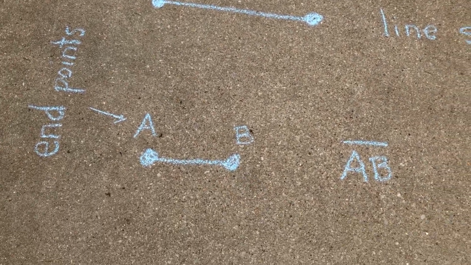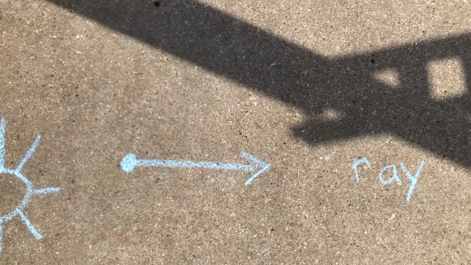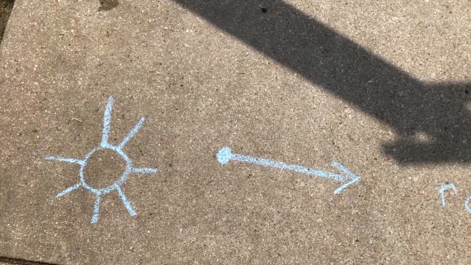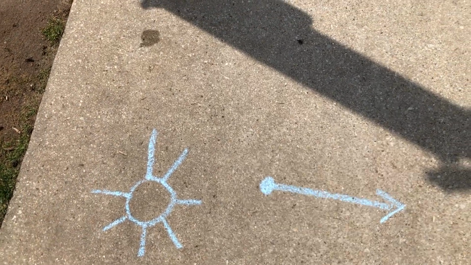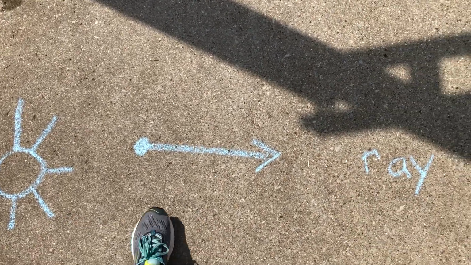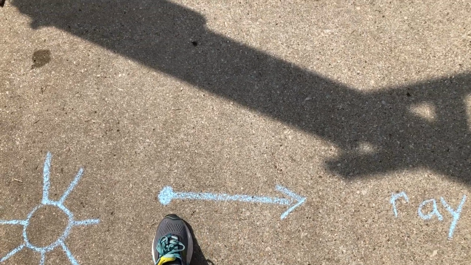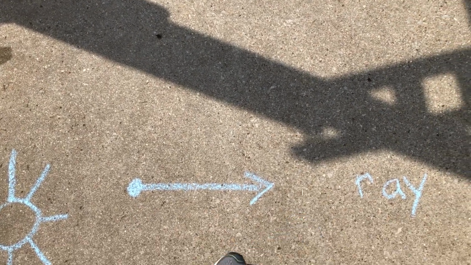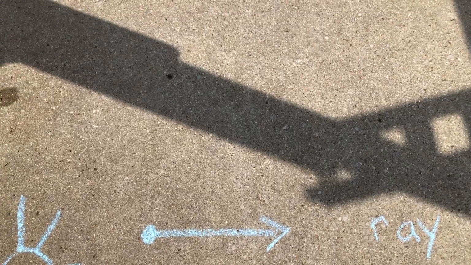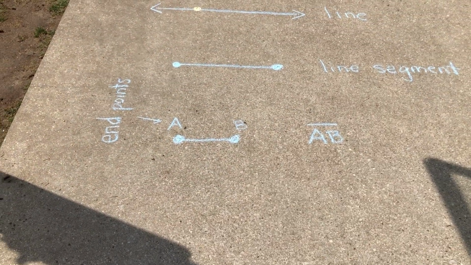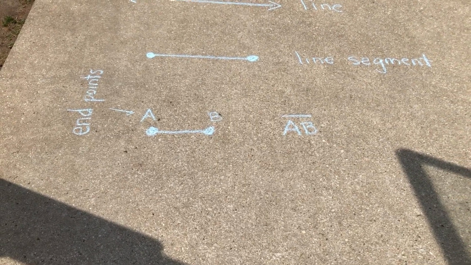If it only has one endpoint, we call it a ray. Here's my ray. It has one end and it goes out. That reminds me of like a ray of sunshine. It comes out of the sun. It only comes out one direction, right? So that's why I always think of a ray of sun. It has one endpoint and it goes forever in one direction or another, okay? So we can use line segments to draw two-dimensional shapes, okay?